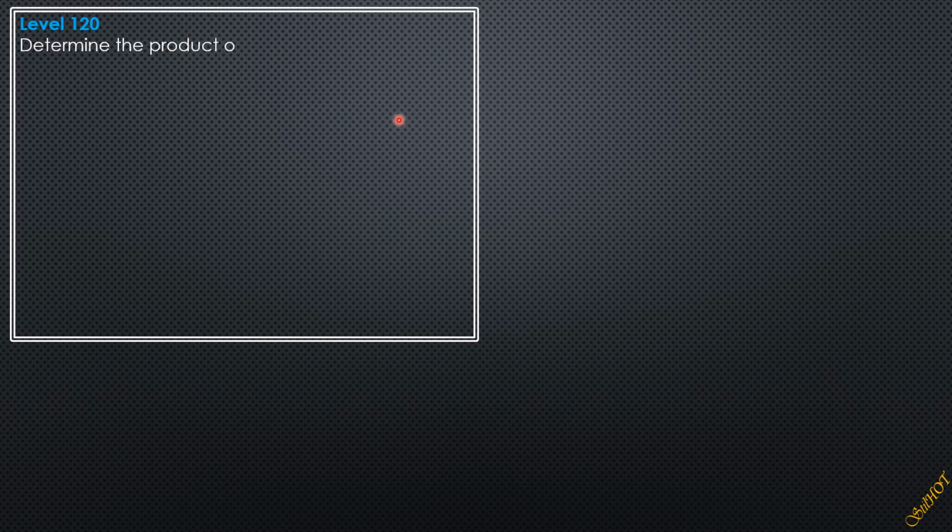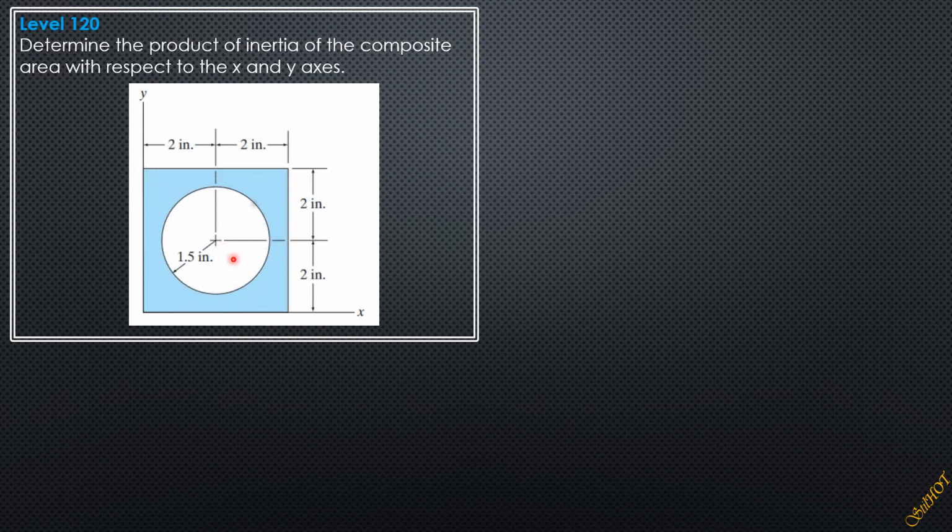Level 120, determine the product of inertia of the composite area with respect to the x and y axis. Here is the given figure. Notice that the two figures are symmetric with respect to the centroidal axis. So if we apply parallel axis theorem, then the centroidal product of inertia would be 0. So Ixy with respect to the centroid.